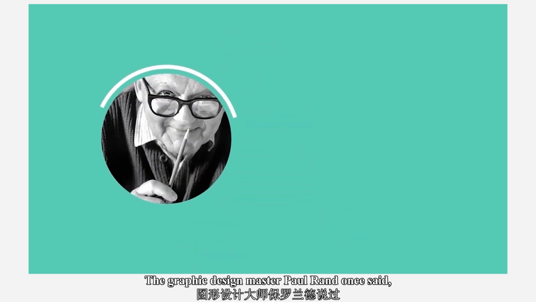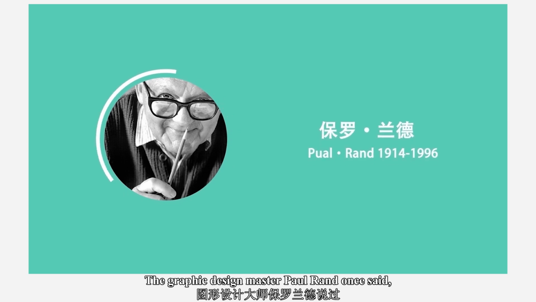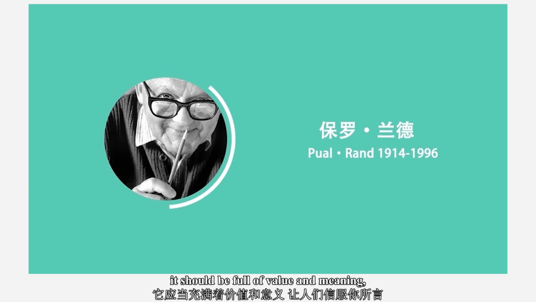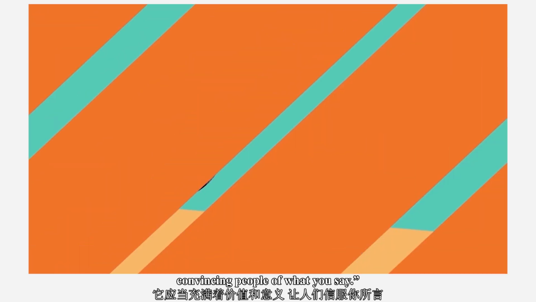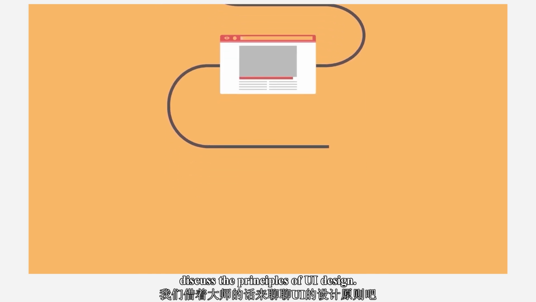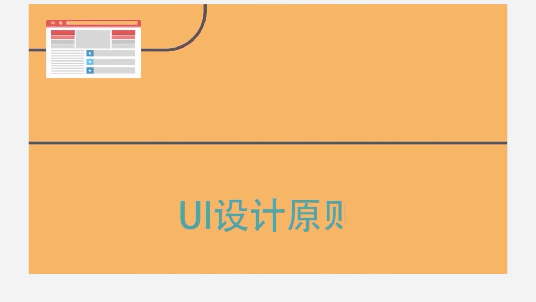The graphic design master Paul Rand once said, "Design is not just simple arrangement and editing. It should be full of value and meaning, convincing people of what you say." Let's use the master's words as a starting point to discuss the principles of UI design.